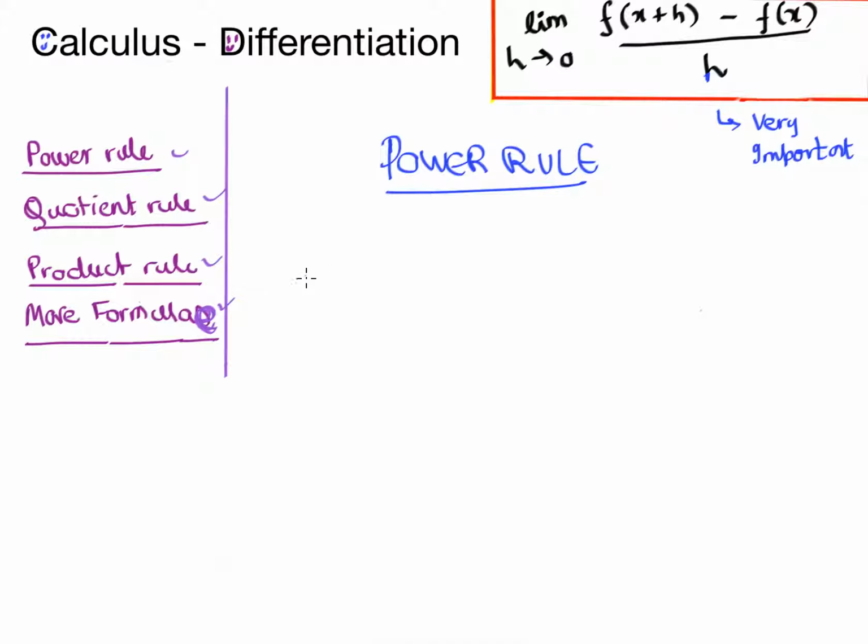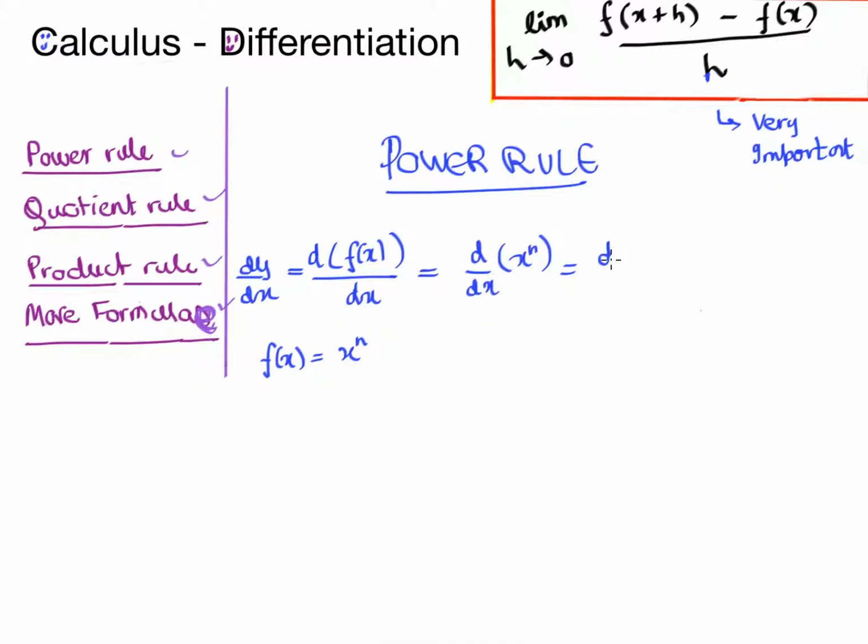Now, the power rule is a very simple rule. It talks about d of f of x divided by dx, which is just like writing dy by dx, as I said in the previous video. Now, if you have f of x is equal to x to the power n, we have d by dx of x to the n, or you can also write it as d of x to the n divided by dx. I prefer this one because d by dx is sort of like an operator in mathematics. So basically this value is found to be nx to the n minus 1 power.